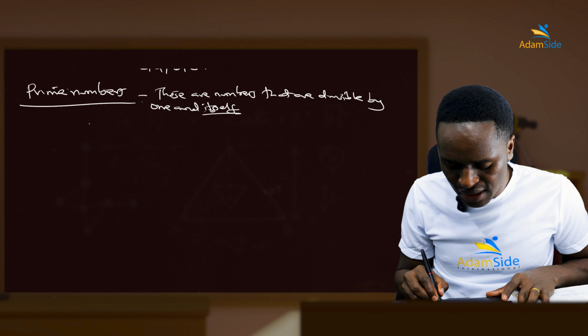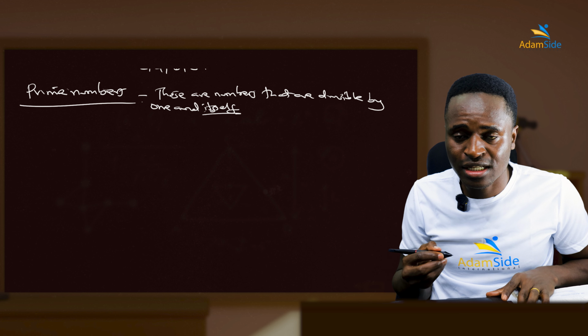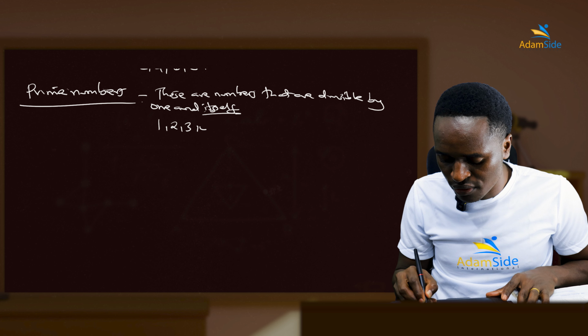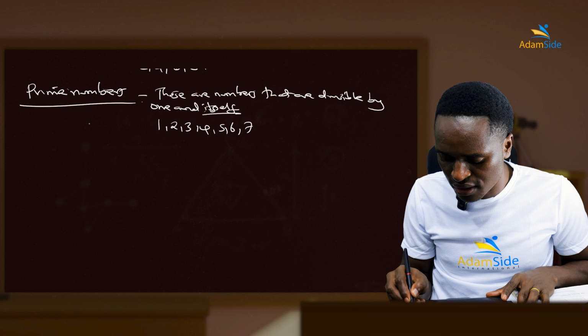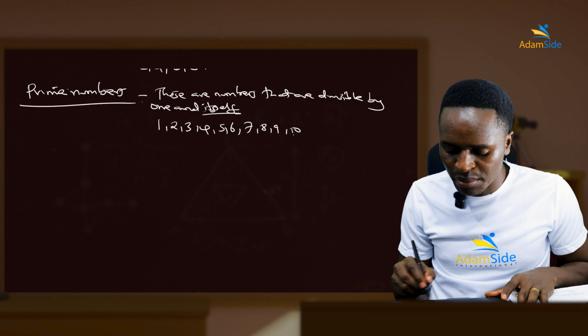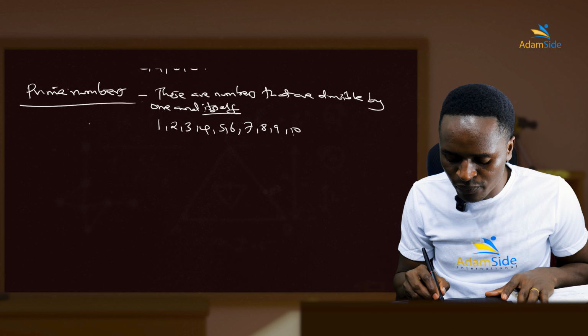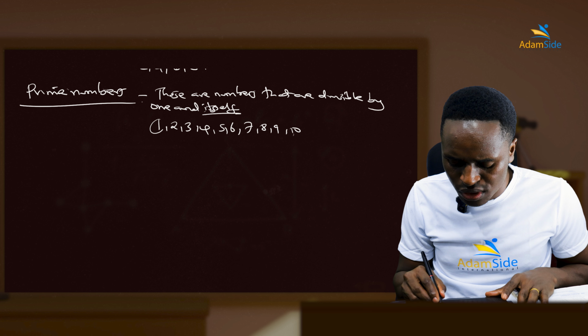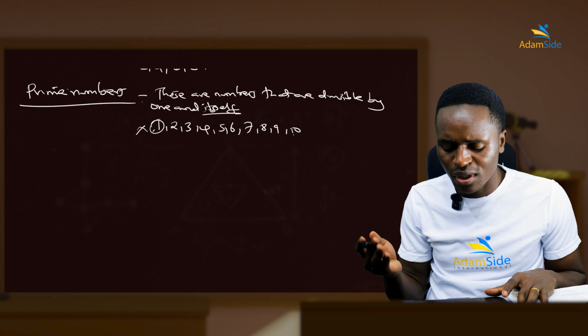For example, let's mention the numbers that are between 1 and 10. We have 1, 2, 3, 4, 5, 6, 7, 8, 9, 10. Between these numbers, which numbers are divisible by 1 and itself? For example, 1 is divisible by 1. So 1 obviously is not a prime number because it has only 1 factor.